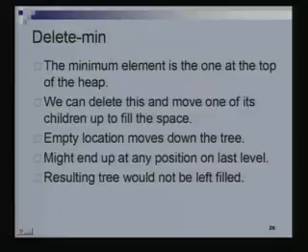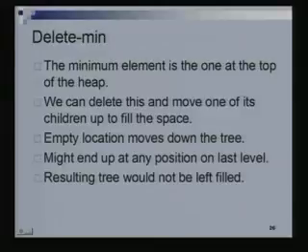So, recall that the minimum element is the one at the top of the heap. So, one way of doing delete min is to just remove this element, and then we have an empty space at the root. So, we have to fill up this empty space, and it would be natural to promote one of the two children of this root element to fill this empty space. If we were to do that, then this empty space would move down the tree, and it might end up at any particular location in the last level, so that the resulting tree might not be left filled.